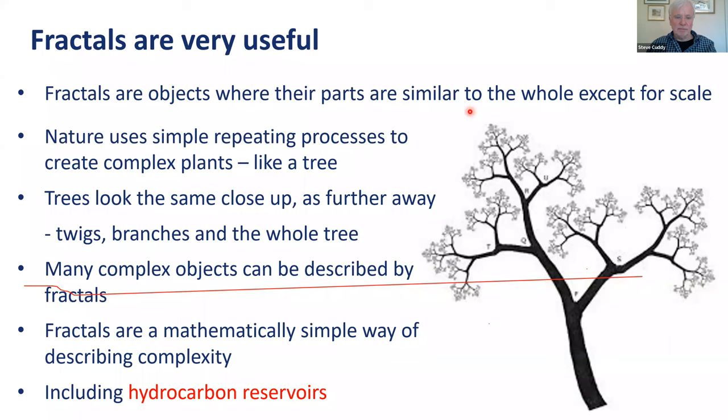I want to take you through an example of a tree. When you look at this tree from a distance, you see this pattern. And when you walk in closer, you see these major branches. And then this here is exactly the same as the tree from a distance. And the smaller branches are the same. And all the way down to the twigs, you see the same repeating pattern. I can explain later why that is the case. But that is what we see. So many complex objects can be described by fractals, which is a very simple way mathematically of representing complexity. And this includes hydrocarbon reservoirs.